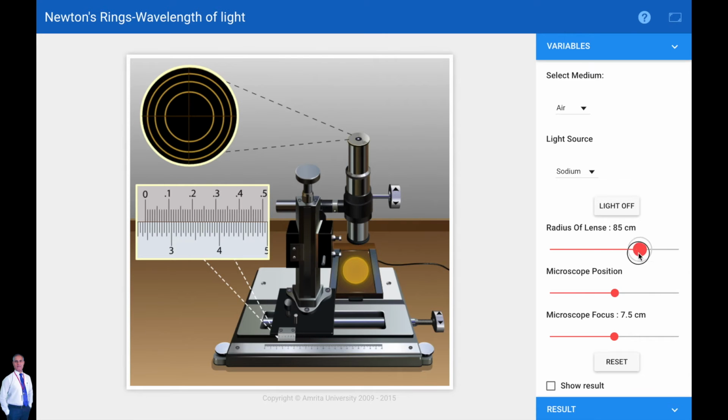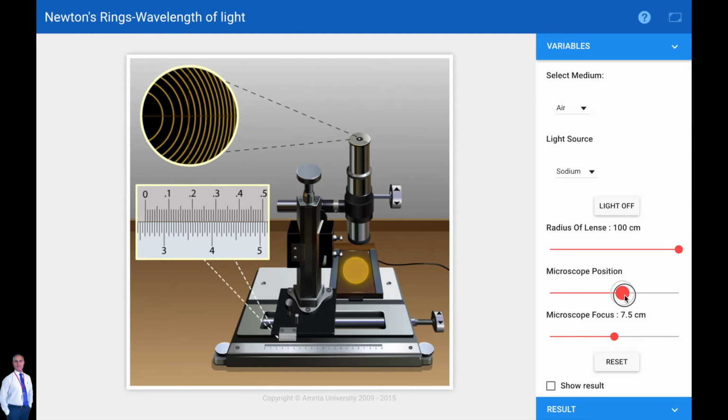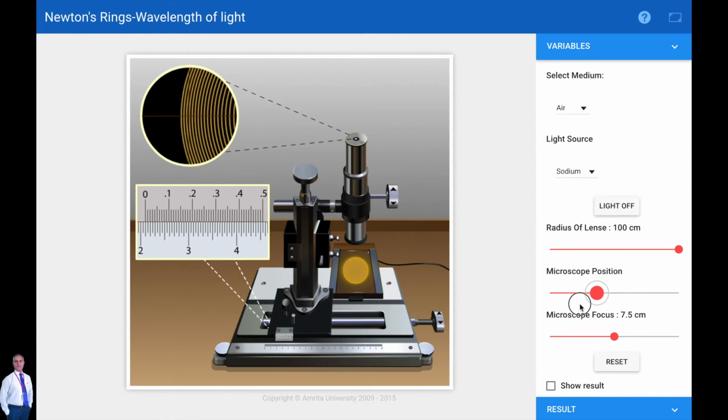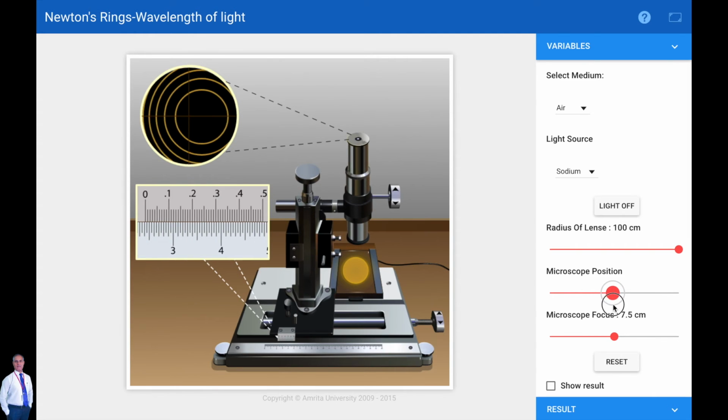Look here, as the radius of the plano-convex lens decreases or increases, there is a change in the diameter of the Newton's rings. I am keeping the radius of the lens at 100 centimeter. Then you can vary the microscope position, which changes the position of this microscope. I am keeping it at the center initially, so this cross wire is at the center.